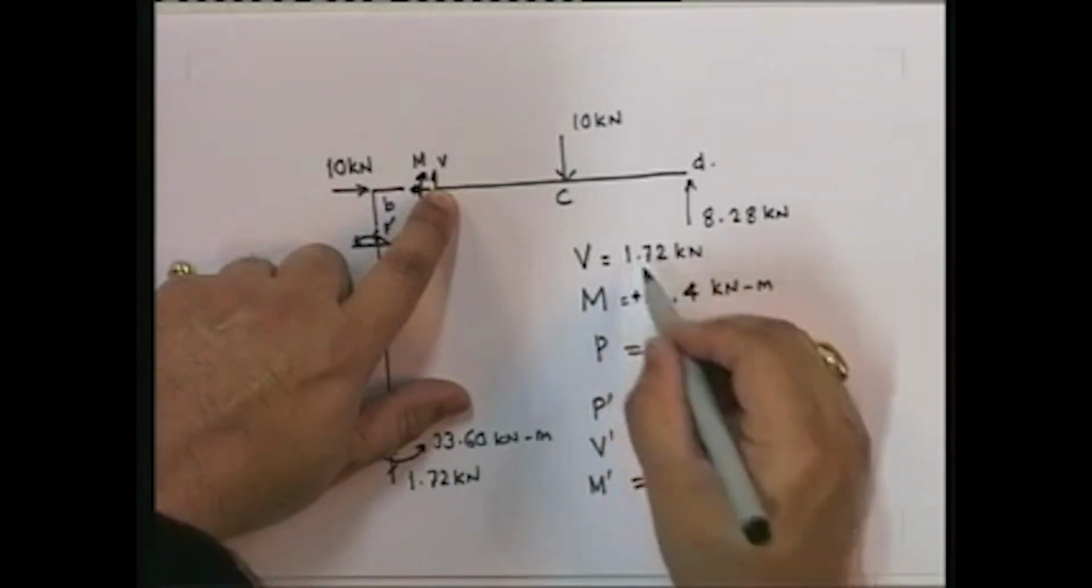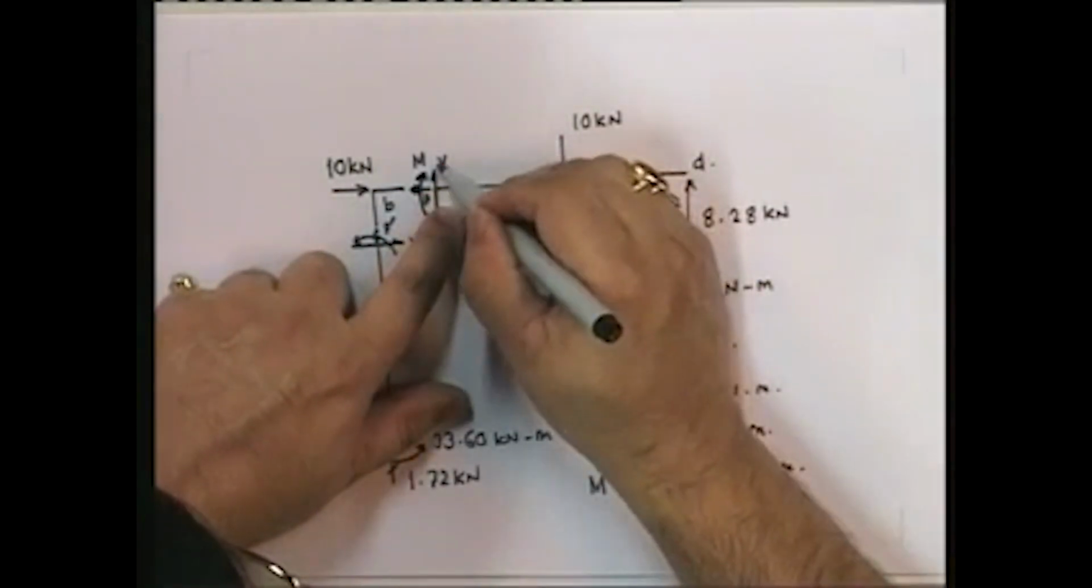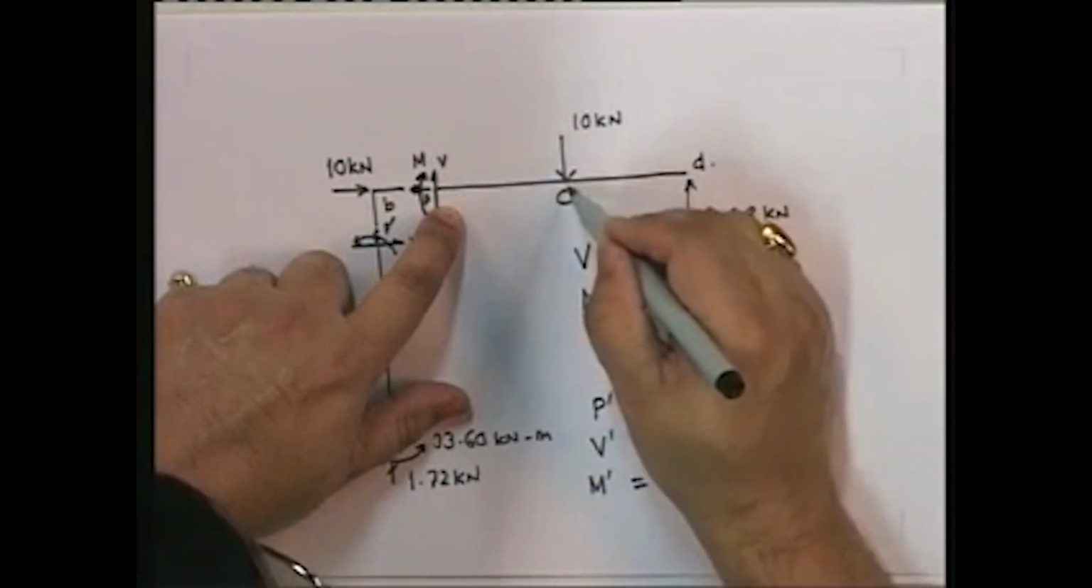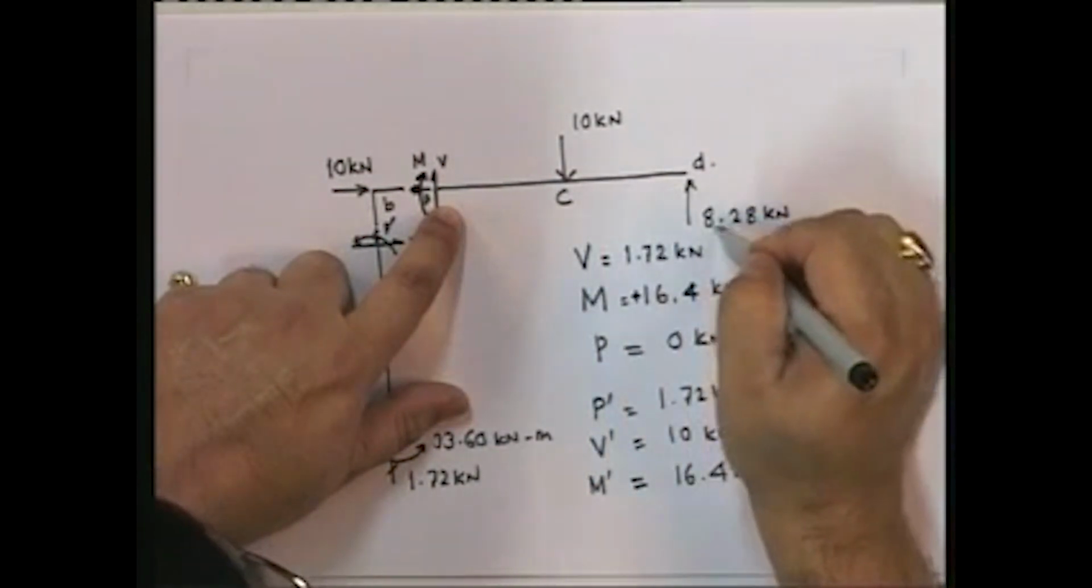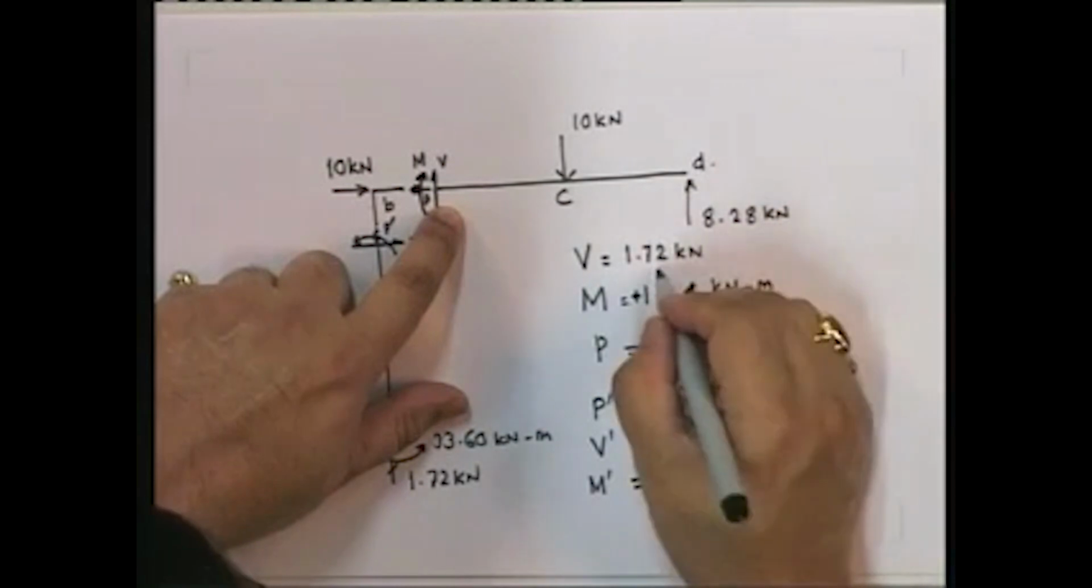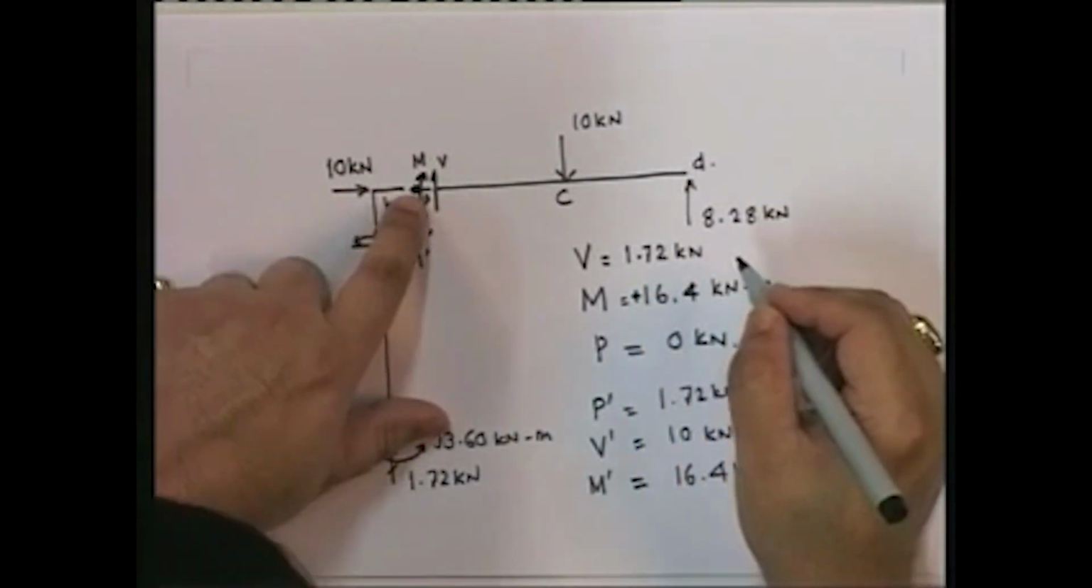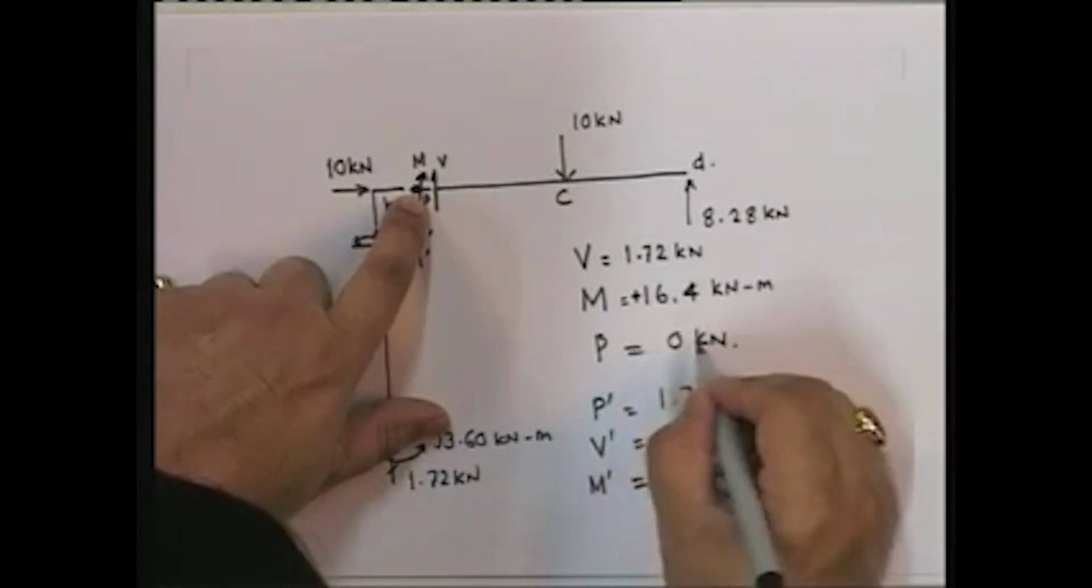Okay, and if you take V plus 8.25 minus 10 is equal to 0, V is going to be equal to this, and sigma Fx equal to 0 is going to give me P equal to 0 here.